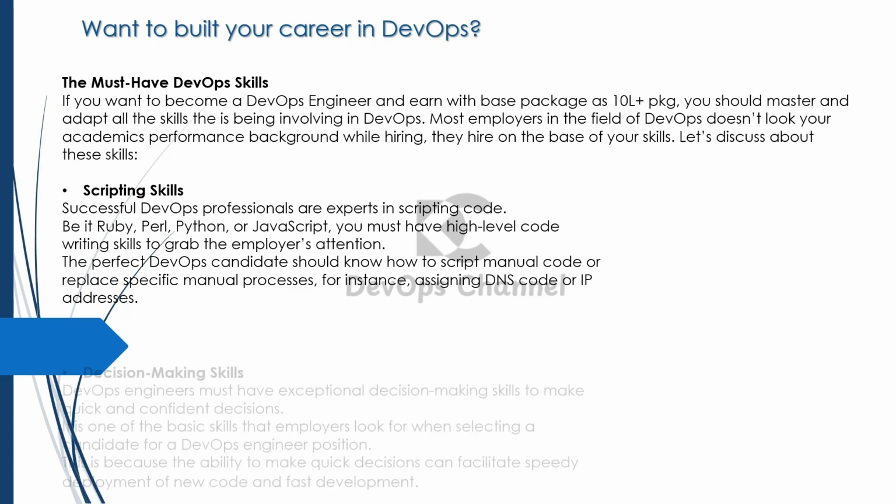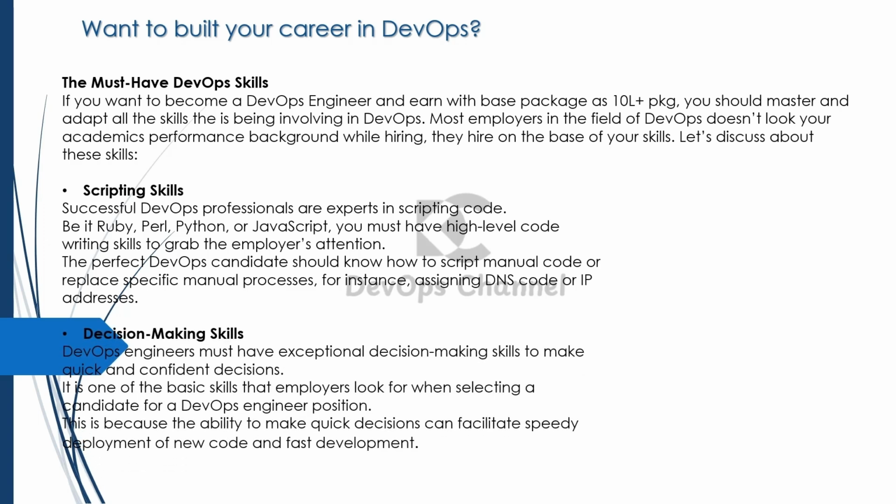Next, you should have decision making skill. This is a basic skill. It is not only required for a DevOps engineer, it is required for every other role in the IT world. A DevOps engineer must have exceptional decision making skills to make quick and confident decisions. Whenever needed, you can take decisions individually or as teamwork, so you should be confident in that. This is why you need decision making skill: the ability to make quick decisions can facilitate speedy deployment of new code and fast development.